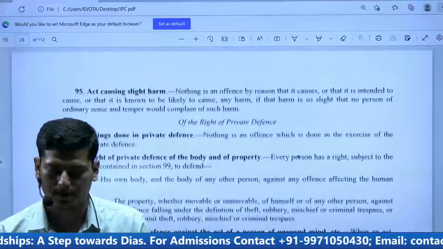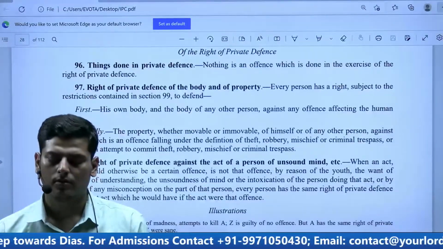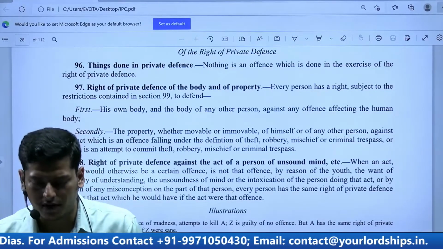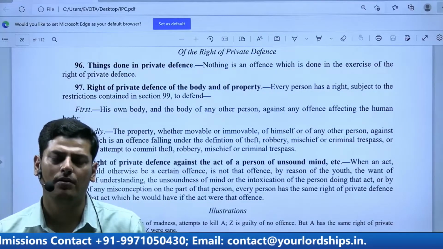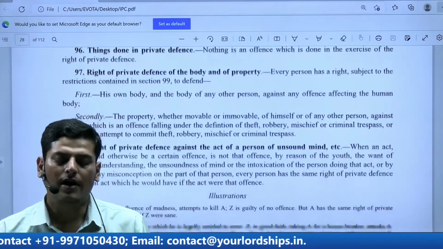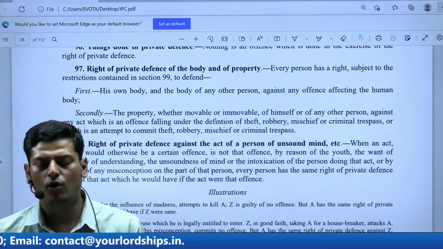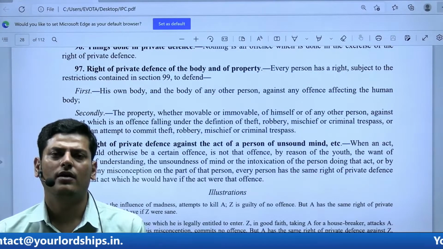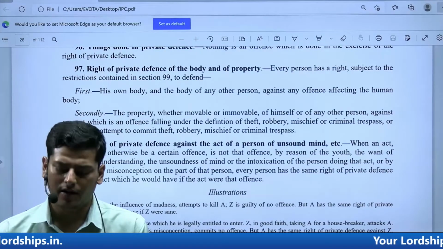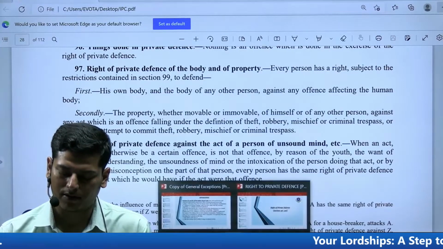Here you will see: nothing is an offense which is done in the exercise of the right of private defense. Section 96, very simple. Right of private defense of the body and right of private defense of the property. What is the scope? Right of private defense serves a very important social purpose.